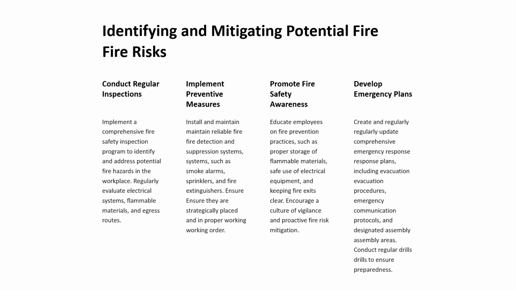3. Promote fire safety awareness. Educate employees on fire prevention practices, such as proper storage of flammable materials, safe use of electrical equipment, and keeping fire exits clear. Encourage a culture of vigilance and proactive fire risk mitigation. 4. Develop emergency plans. Create and regularly update comprehensive emergency response plans, including evacuation procedures, emergency communication protocols, and designated assembly areas. Conduct regular drills to ensure preparedness.